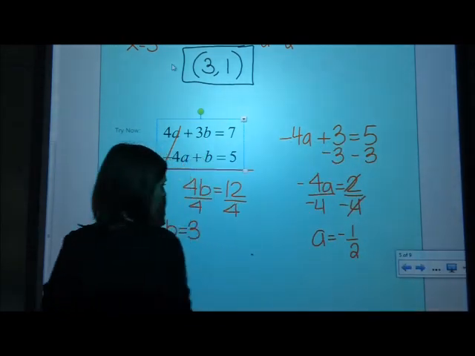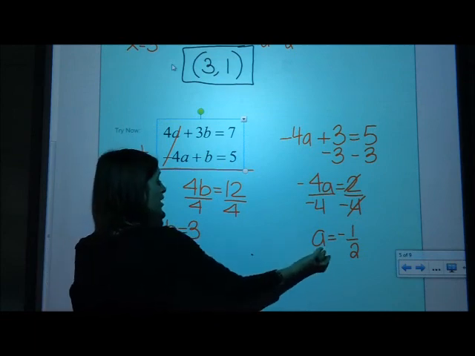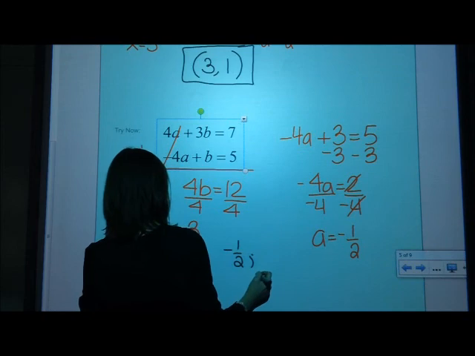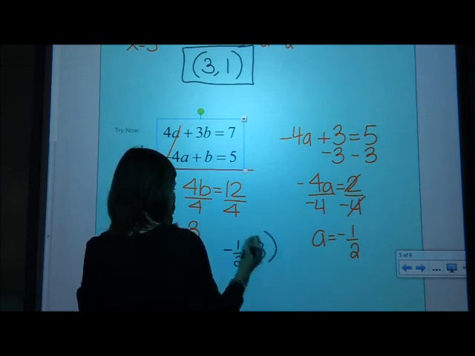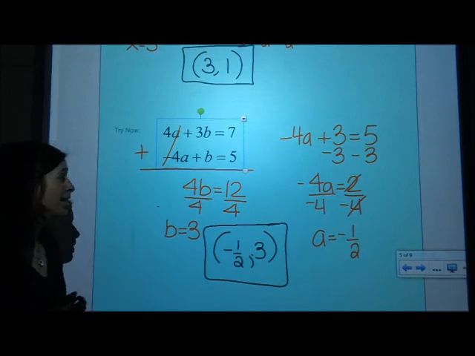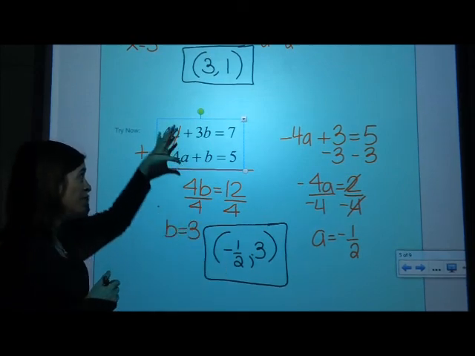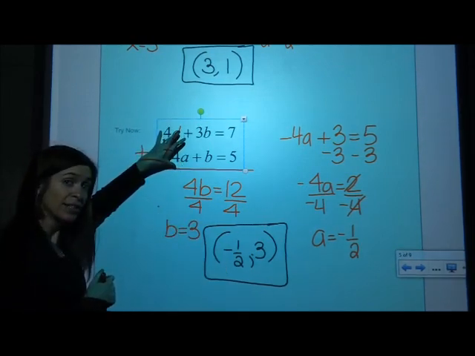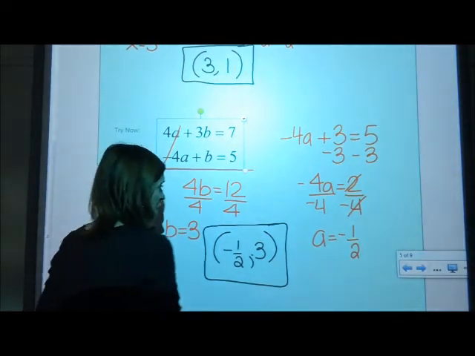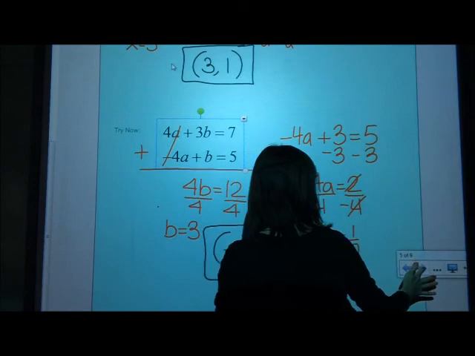At that point, I go ahead and write my coordinate point, always in alphabetical order. So (negative 1/2, 3) is the coordinate point, and there we go. And again, this is the point of intersection of these two line graphs. It's the point that makes both equations true, okay? All right, so hopefully you got that nice practice in.